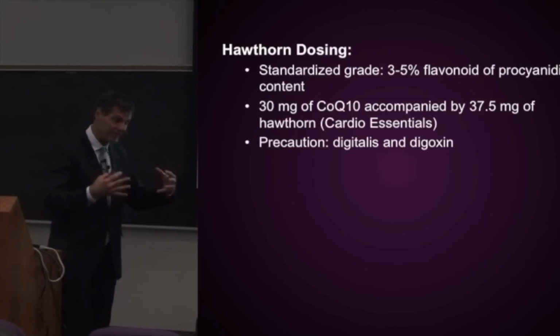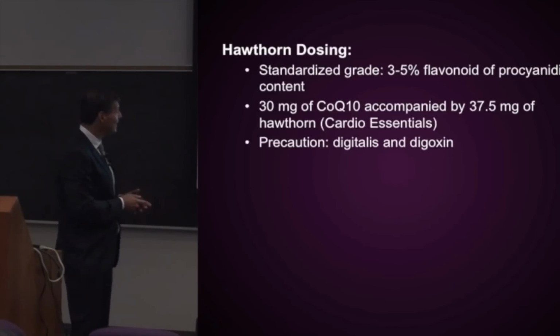It's the flavonoids that are the active constituents. And normally, I like with every 30 milligrams of CoQ10 to accompany it with 37.5 milligrams of a standardized grade of Hawthorne. That's what I did in Cardio Essentials. I think that's the right combination for people.